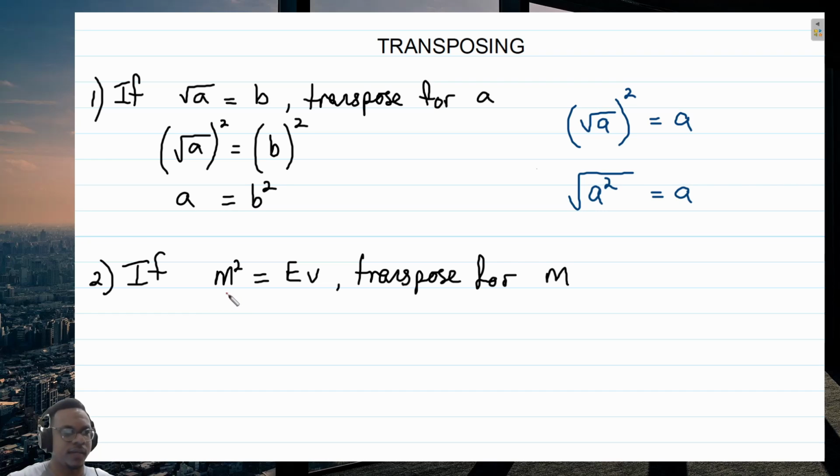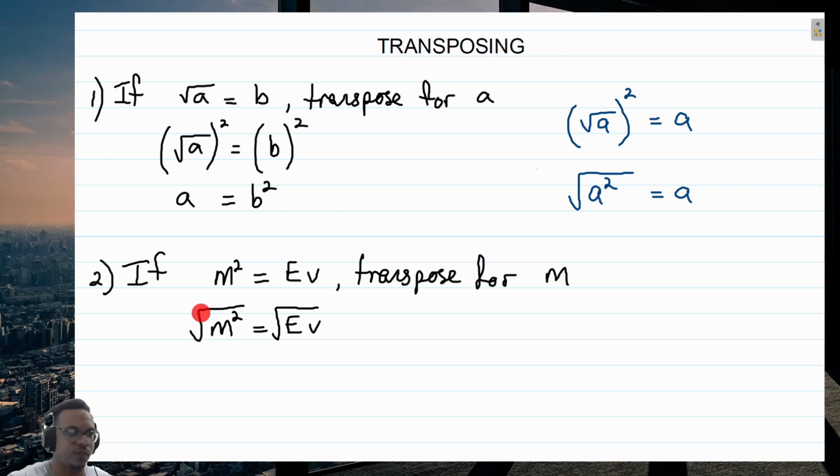So in this question I have m squared is equal to e times v, and we want to transpose for m. Now I have m squared here, so in order to get rid of this square sign, I'll have to take the square root of the m squared, so that the square root and the square would cancel out each other. So whatever I do to one side of the equal sign, I must do to the other side to keep things balanced. So I'll take the square root on both sides.